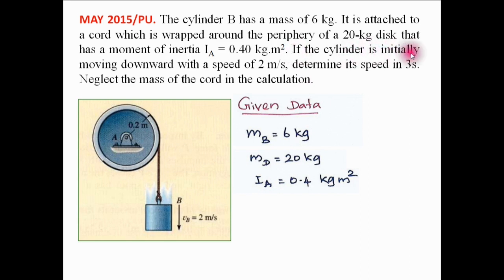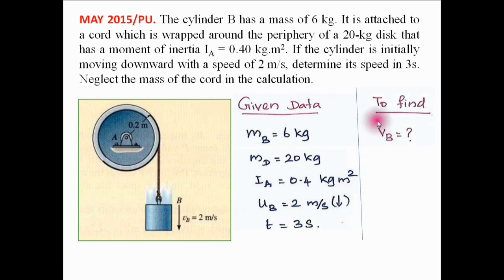If the cylinder is initially moving downward with a speed of 2 meter per second, determine the final velocity of the cylinder when t equal to 3 seconds.